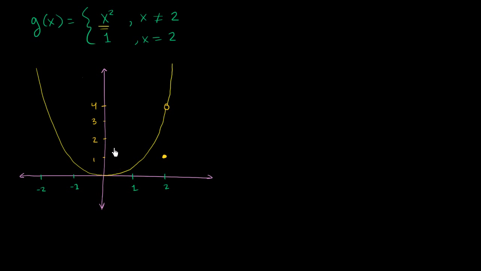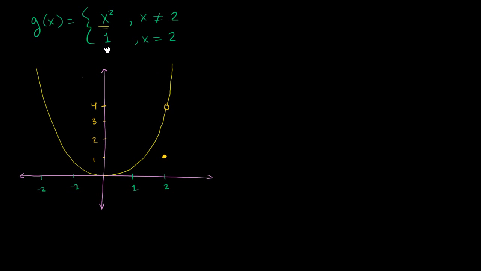You can define a function however you like. And so notice, it's just like the graph of f of x is equal to x squared, except when you get to 2, it has this gap, because you don't use f of x is equal to x squared when x is equal to 2.